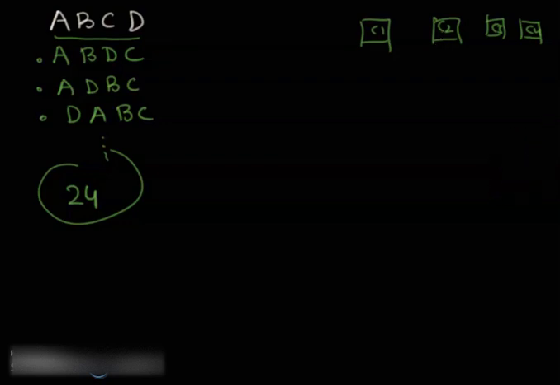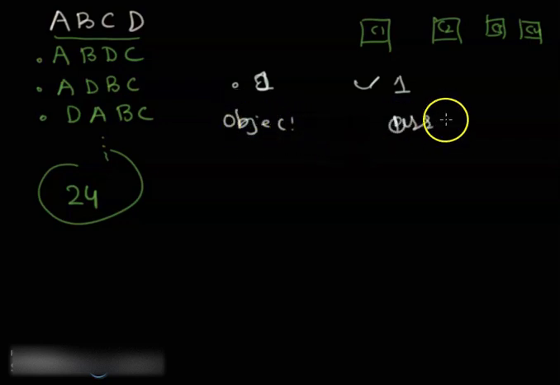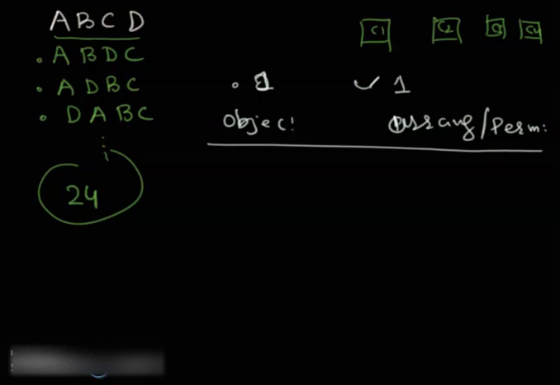So what we get from here is that if I have only one object, then I have only one arrangement. Here I am putting objects and here I am putting arrangements. Arrangements are, you can say, permutations. Different arrangements, I mean, permutations. If you have one object, you have only one arrangement possible. Two, then you can have two.